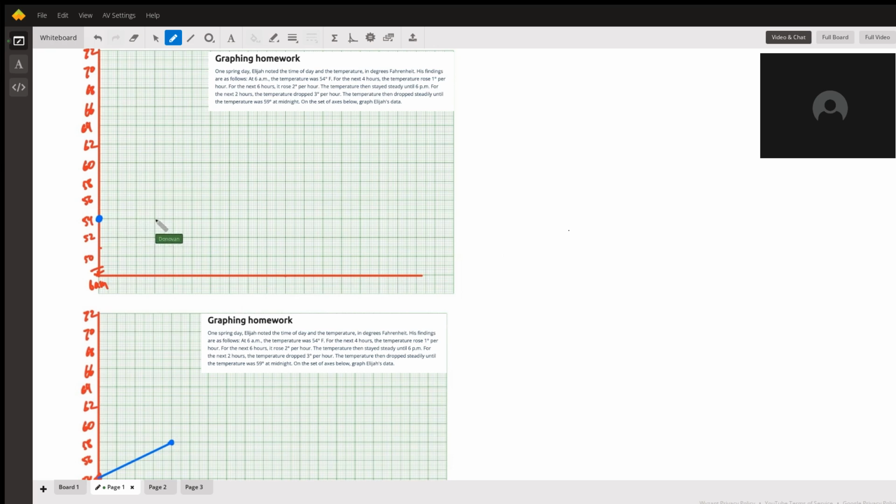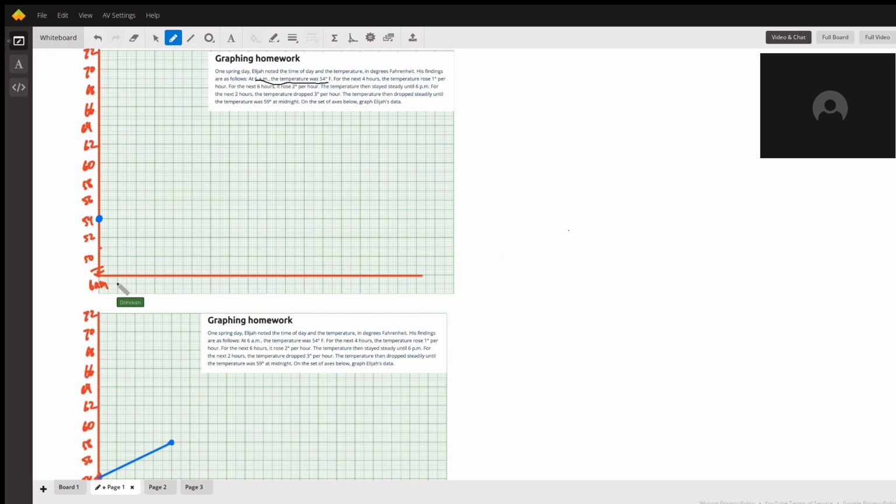Now, for each of these graphs, you'll see that we're building upon what was explained previously, and so the first point or the newest addition is always going to be provided in blue, right? So we start off with our first instance: at 6 a.m. we have a temperature of 54 degrees Fahrenheit. That's how we find our first blue dot here, right? And he says for the next 4 hours, the temperature is going to rise 1 degree per hour, right?